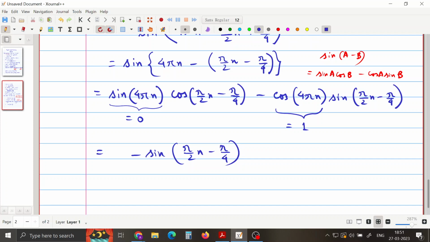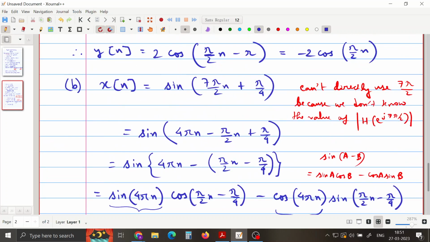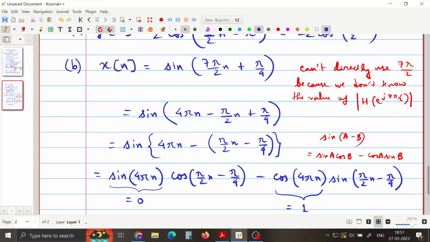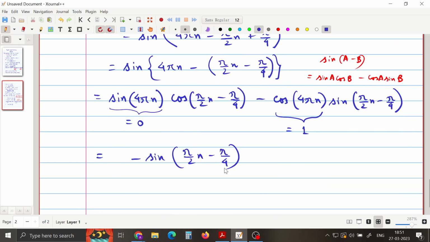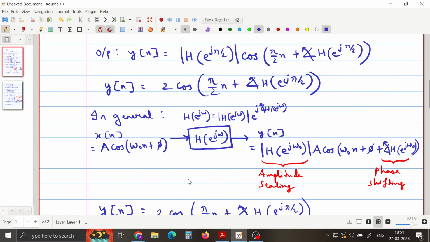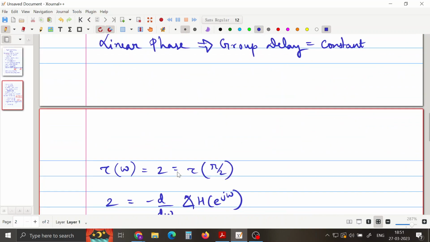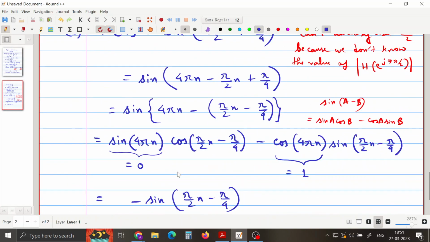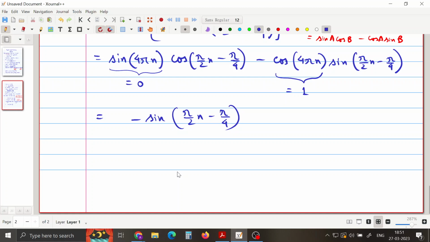Right. Now we have expressed this input. See, the input initially had this frequency 7 pi by 2. Now we have converted it into this pi by 2 form. So now we are fine. Now we can directly use this amplitude scaling and phase shifting formula, right? Because we know the magnitude at pi by 2. Okay. So now we can do that.